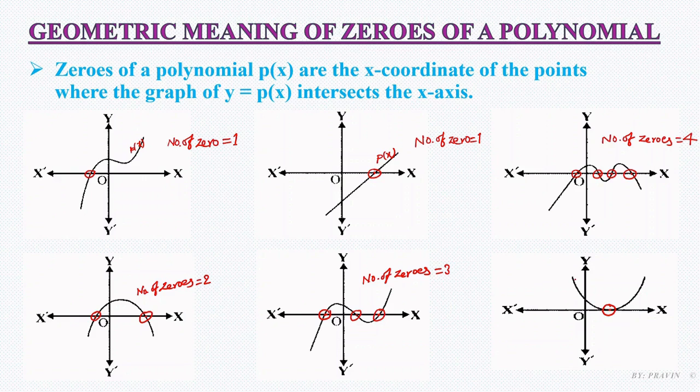So basically the concept is that this point also satisfies the curve, and it is also lying on the x-axis, and you know that on the x-axis the y-coordinate is always 0. So when you put the value of this point in this curve, you will get the value of this polynomial becoming equal to 0. So here it is a single point, so the number of zeros is equal to 1.